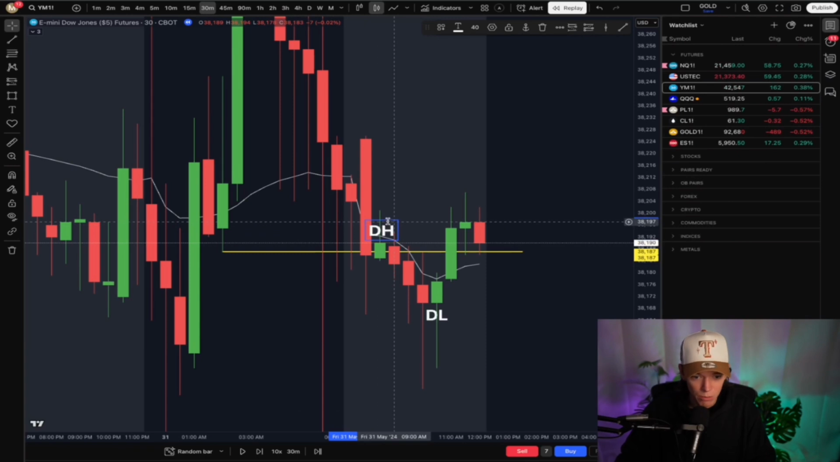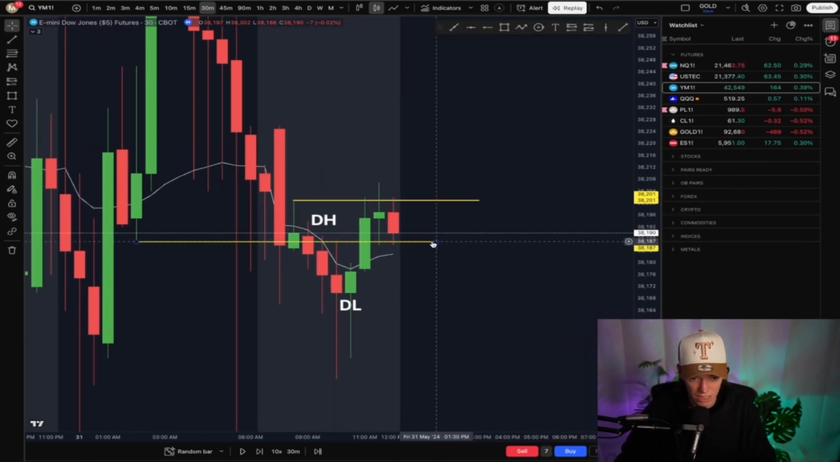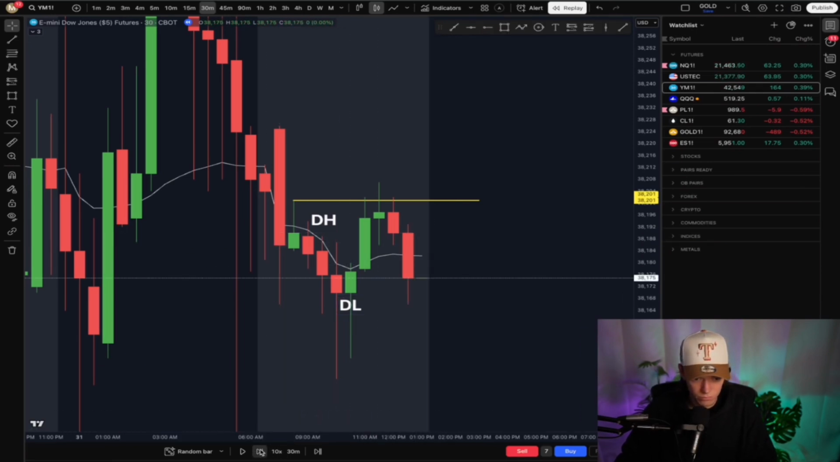Why though? We have not broken this wick. I want to see this wick have a candle closure. If you're not sure what candle closures are, make sure that you go look at one of my previous videos. We want to see a candle closure above that level. All right, we got a candle closure.